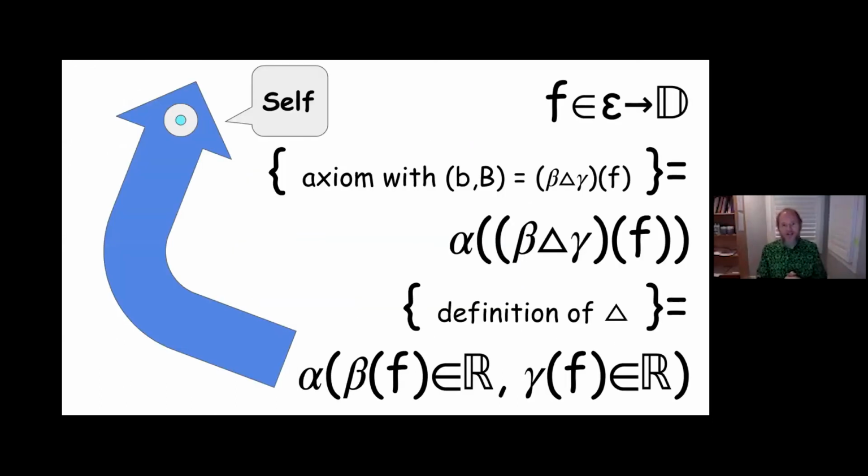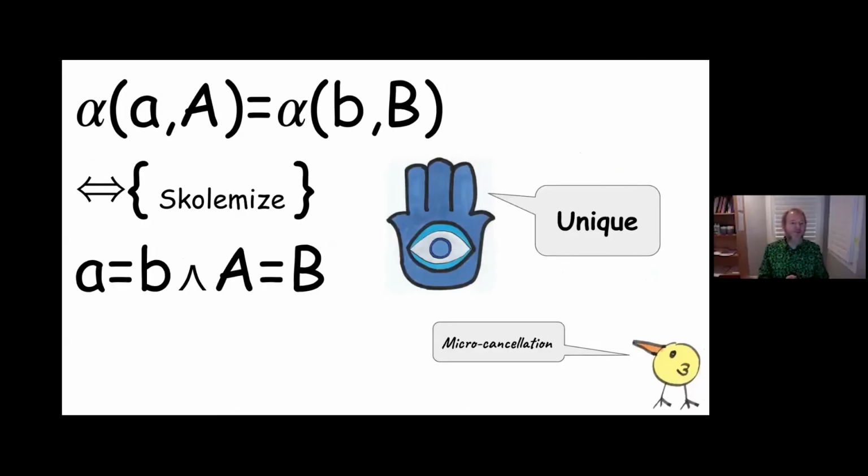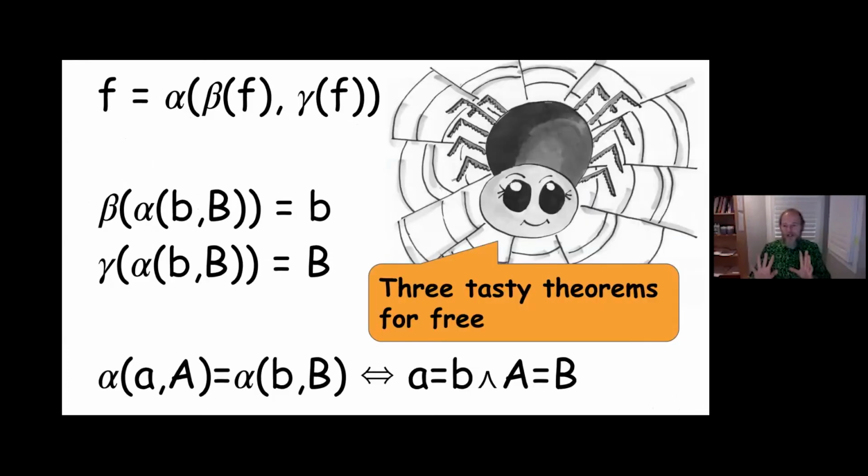So the first one, as I said, we just substitute f into the right-hand side. Then we're doing the other way around. And then from uniqueness here, we get this, which is really micro cancellation. So I went a little bit quick, but we're running way over time. So what we get is three tasty free theorems that hold for these functions.